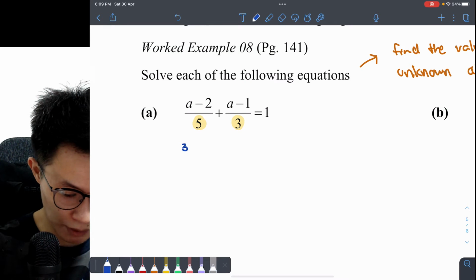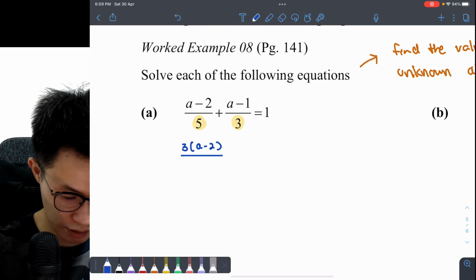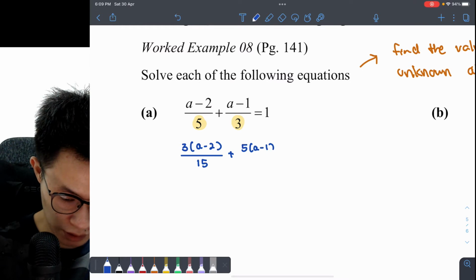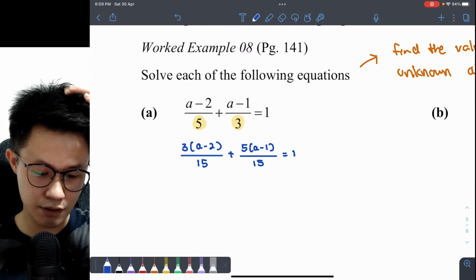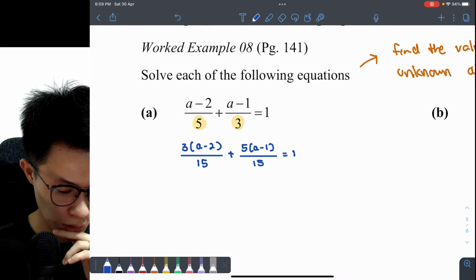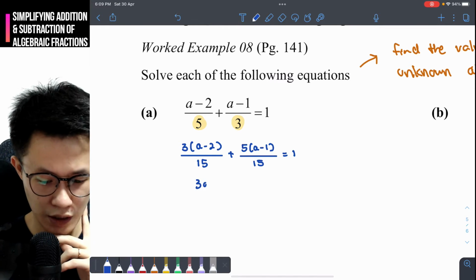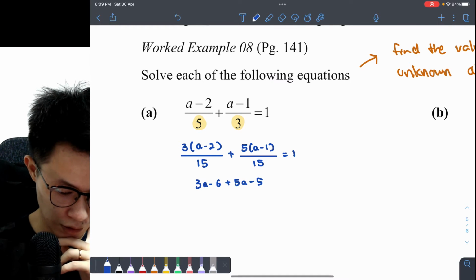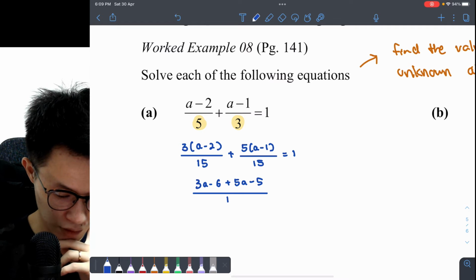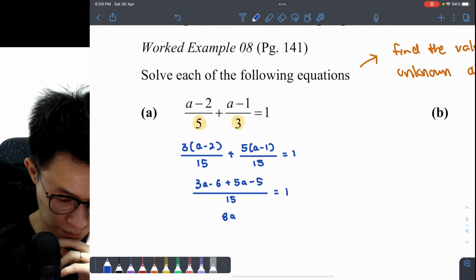So what I'm going to do is multiply 15 to both sides, and I'll get 15 here, plus 5 times a minus 1 gives you 15 as well, equals 1. Subsequently, what we will do now is combine them together. So I have 3a minus 6 plus 5a minus 5 divided by 15, and this equals 1. Simplify the top, you will get 8a.